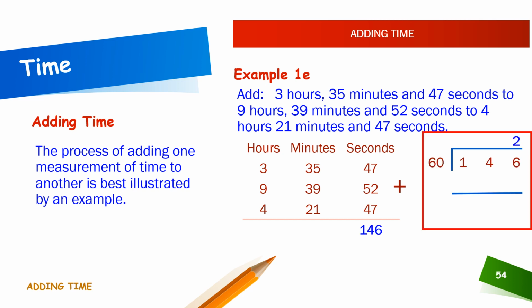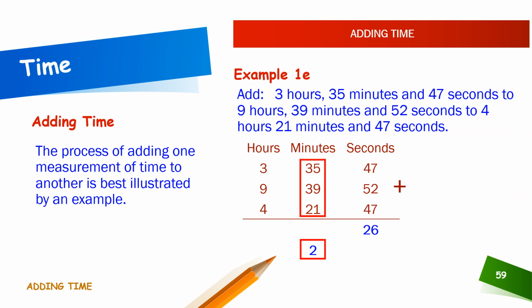And now convert the seconds to minutes. 146 divided by 60 is 2 remainder something. So we position the 2 as shown, and let's find the remainder. 2 times 60 is 120. We subtract to give 26 as shown. So 146 seconds is 2 minutes and 26 seconds. And we express this in the table as shown.